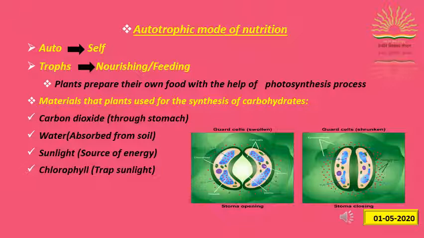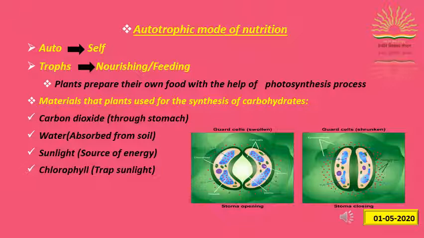First one is carbon dioxide. Carbon dioxide is taken by plants from the atmosphere through tiny pores present in leaves. These pores are called stomata. These stomata are responsible for gaseous exchange in plants. They are surrounded by special cells called guard cells. The function of guard cells is to control the closing and opening of the pore, or we can say stomata. Means guard cells control the closing and opening of stomata.